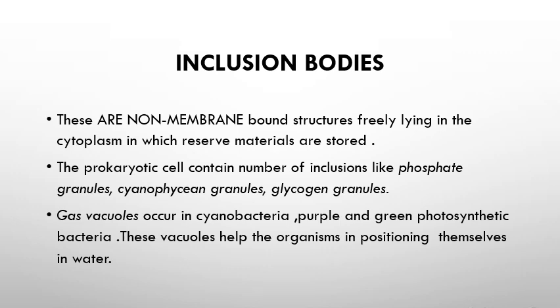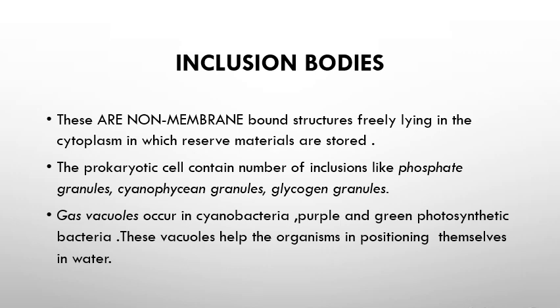The next is the inclusion bodies. They are non-membrane bound structures. As I have told, prokaryotes have all structures without a membrane. They lie freely in the cytoplasm, and reserve material is stored in them. The prokaryotic cell contains a number of inclusions like phosphate granules, cyanophycin granules and glycogen granules. These granules basically store food, and that's why they are known as reserve material. Reserve material means the food is being stored, in non-membrane bound structures.